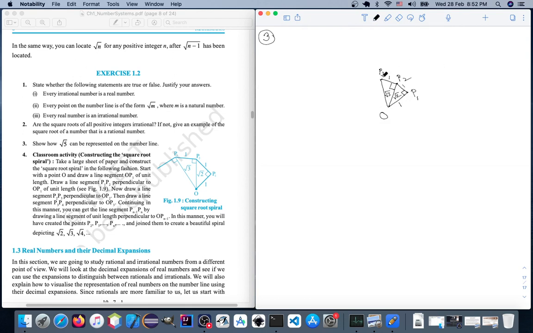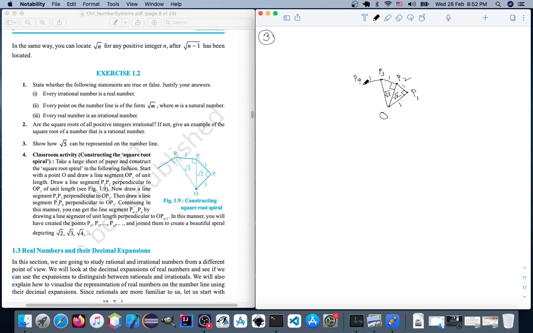Again, we draw perpendicular to the line OP3 of unit length. Let's say this point is P4, P3P4 is perpendicular to OP3. This is unit length. And we will see now how come this is root 3, because this is 1 and this is root 2. So 1 and root 2, Pythagoras theorem, this hypotenuse will be root 3.